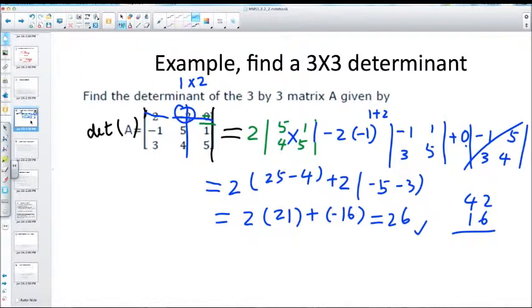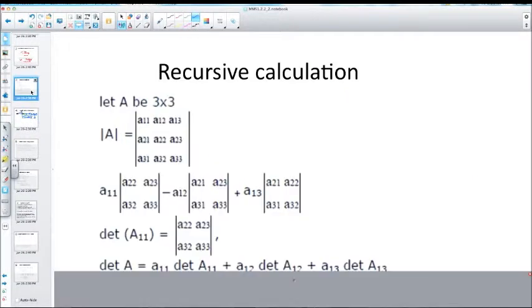Back to the formula. You don't have to pick the first row. You can pick the second one. Then what you're going to have? You're going to have A21, take this, A12, A13, A32, A33. You do 3 of them.